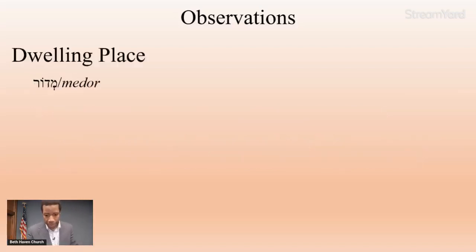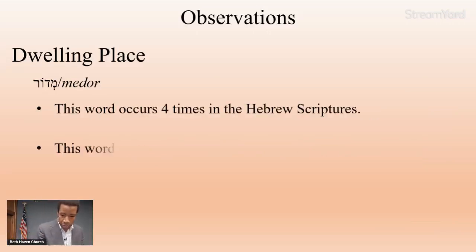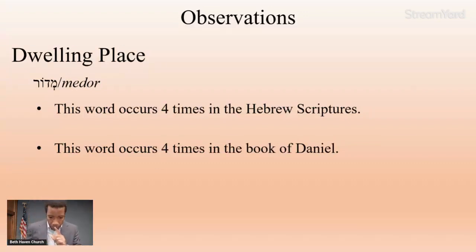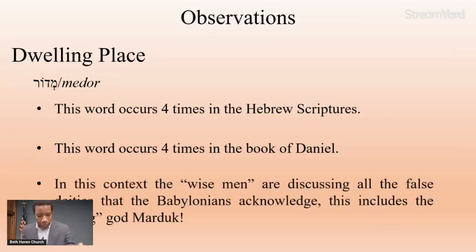How about the word dwelling place? Dwelling place is medor. This Aramaic word occurs 4 times in the book of Daniel. In the context, the wise men are discussing all the false deities of Babylon, right? Remember, the Etemenanki is not their dwelling place. That is the place that they honor those false deities, but it's not their dwelling place. Their dwelling place, they mention, is not with mortal flesh.